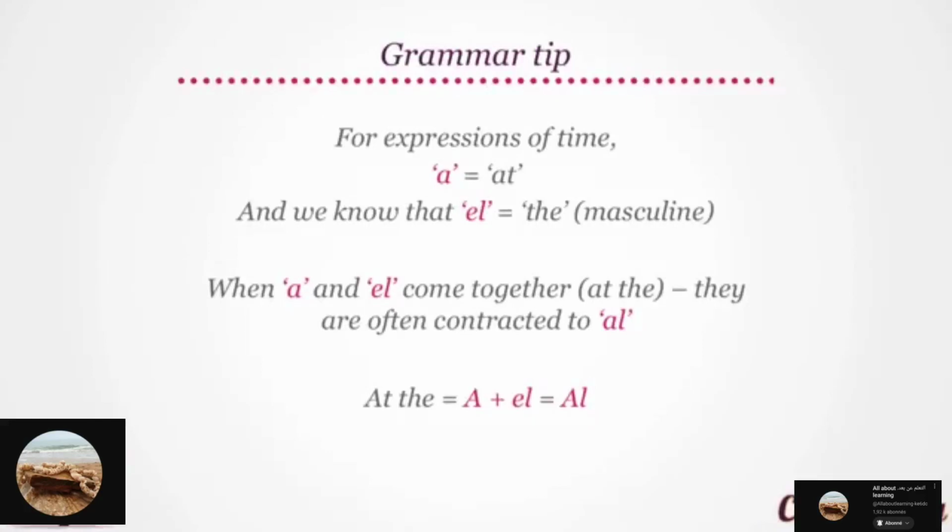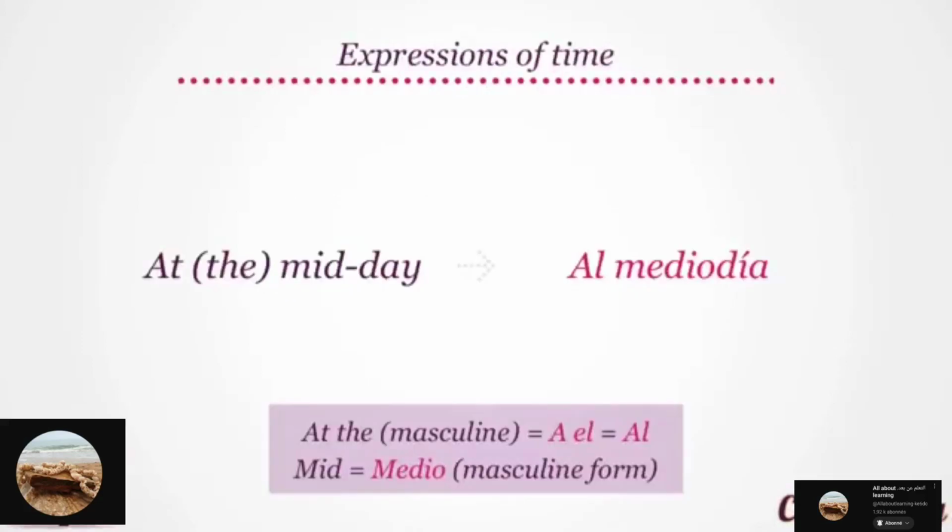Now when a and el come together, that is in at the, they are often contracted to al. Look at this again. At the is a, plus el, which gets contracted to al. Hence, at the, where the is in masculine form, translates to al. Good. So let's try the translation for at the midday. At the midday becomes al mediodía.